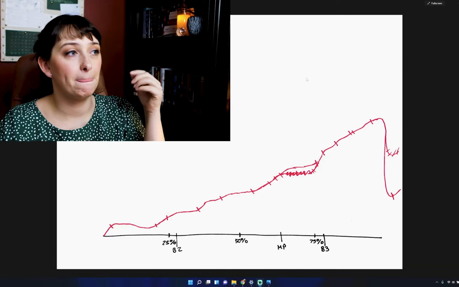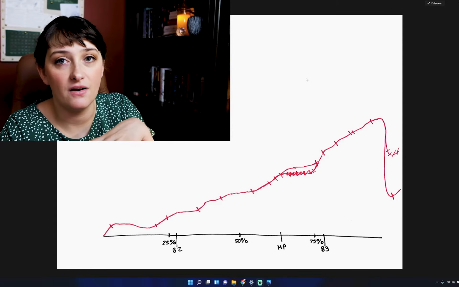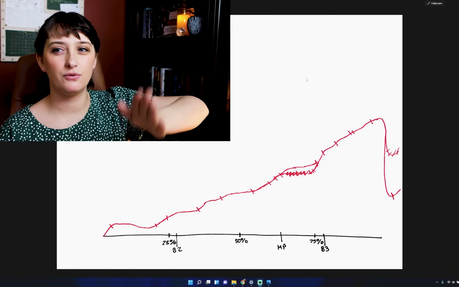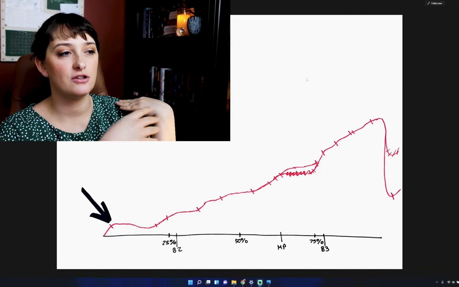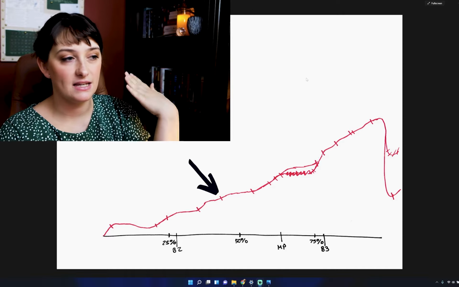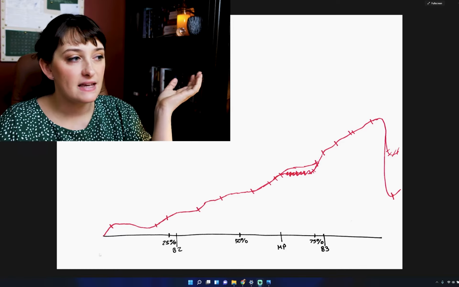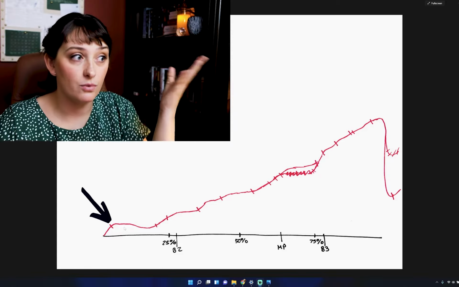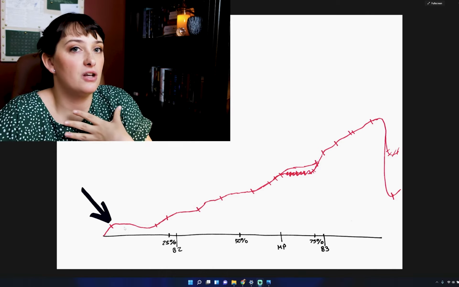Okay, so this is the stakes of the A-plot. I tried to map it out so that it grew normally, but as you can see, it's constantly increasing the entire time. The stakes start out kind of high because you're like, oh, Red's gonna die when she goes into the woods, and she's gonna die.